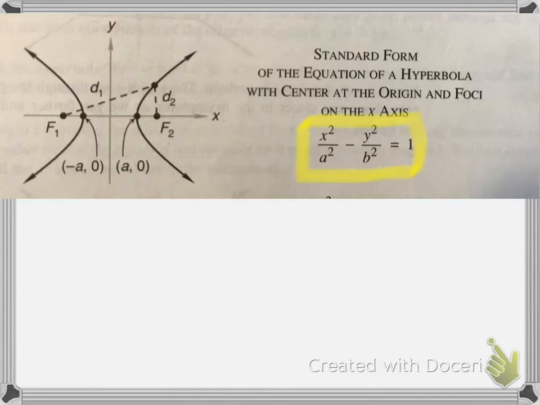right. So now we have the standard form of the equation of a hyperbola. This is what this lesson is about. This is centered at the origin, and the foci are on the x-axis. So your foci here are going to be F1 and F2. Now, the equation of a hyperbola is very similar to the equation of an ellipse. They are both equal to 1.